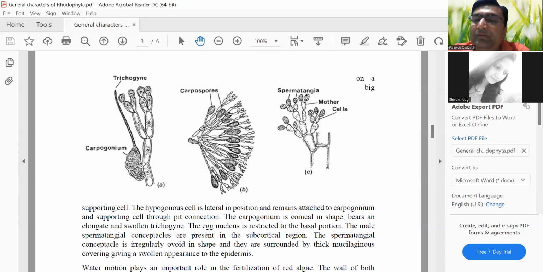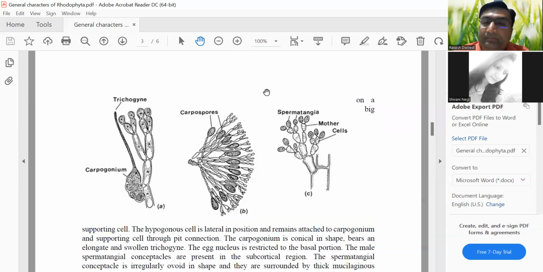No flagella is found. That is a very rare exception in the whole plant kingdom where the gametes are without any flagella or cilia. Otherwise, in all plants, the reproductive structures, particularly the male reproductive structures, are either flagellated or ciliated, which helps in locomotion to reach the site of the female reproductive structure or the egg cell. But here it is the exception in the plant kingdom where the male gametes are without any locomotory organ.